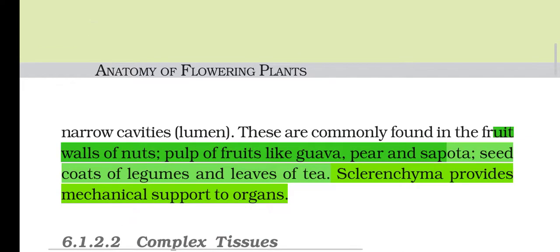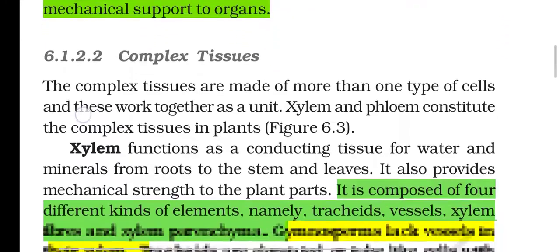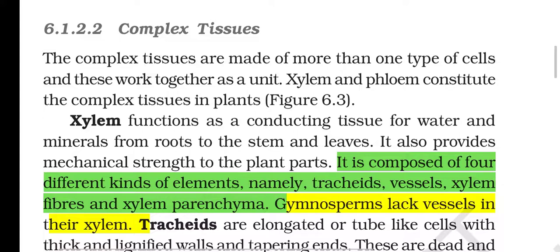These are commonly found in the fruit walls of nuts, pulps of fruit like guava, pear, and sapota, seed coats of legumes, and leaves of tea. A sclerenchyma provides mechanical support to organs. Complex tissues. The complex tissues are made of more than one type of cells and these work together as a unit.